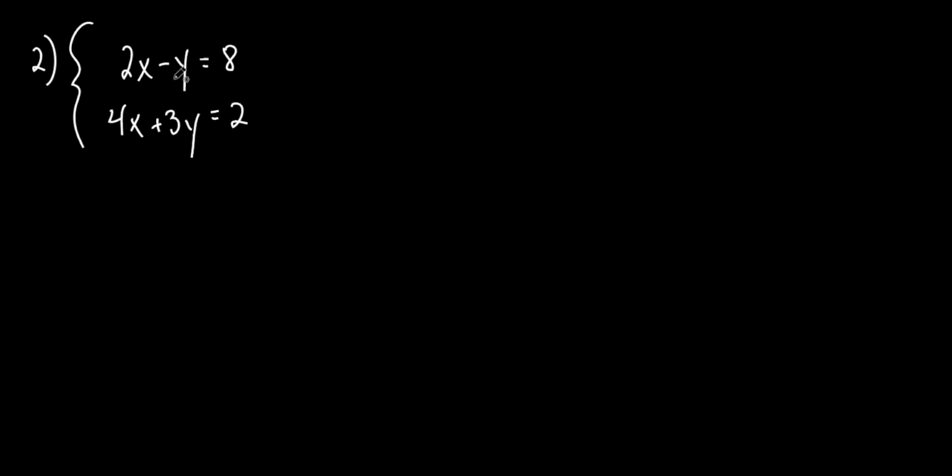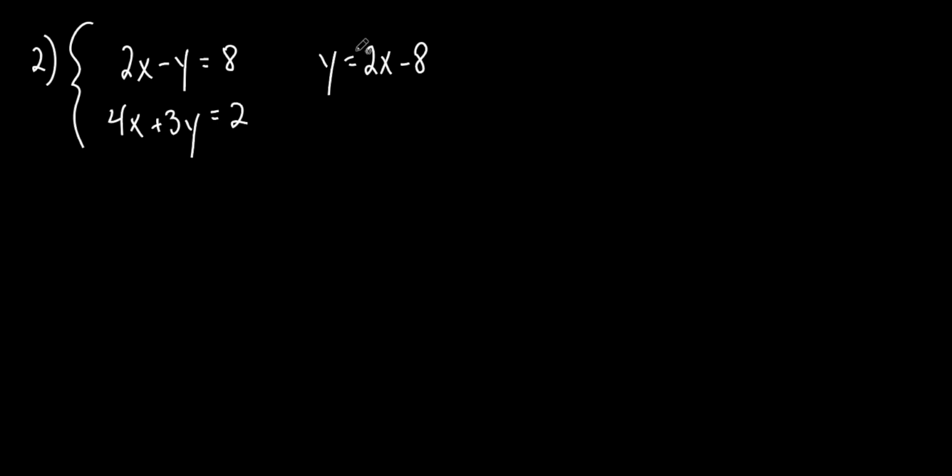I could take this minus y, move it over here to get it by itself, and make it positive. And then I could take this 8 and move it over here. So what would I get? I would get y equals what? 2x minus 8. Can you do that in your head? If not, write down the steps. That's fine. But that's what you should get.